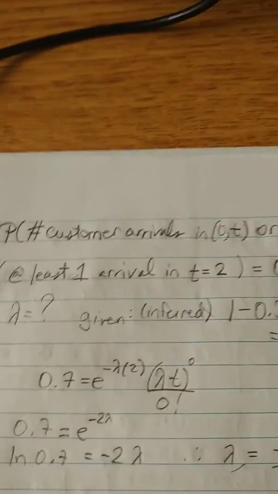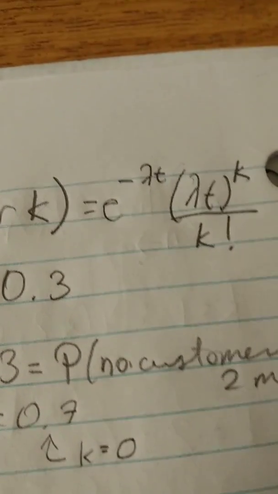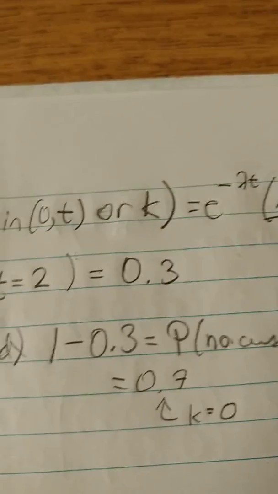So essentially, we first lay out what's given. So we were given the function here. So again, e to the negative lambda t times lambda t to the power of k over k factorial is equal to the probability that a certain number of customers will arrive in a certain time frame.